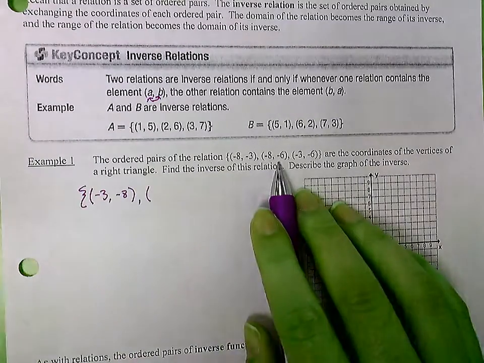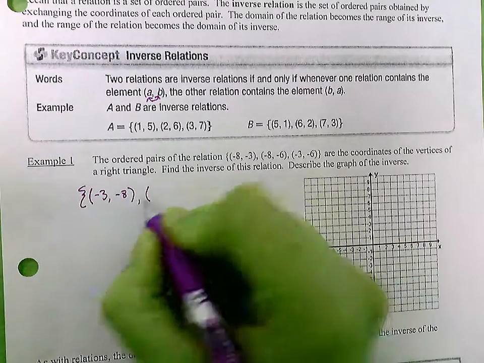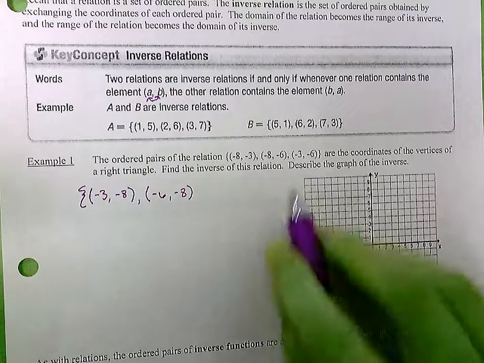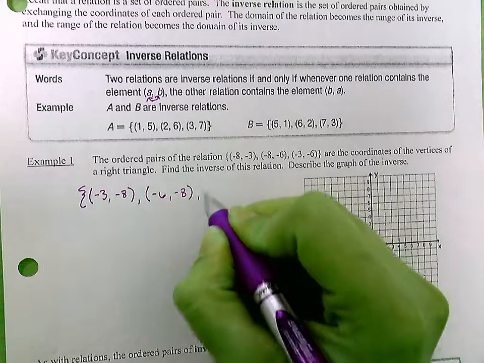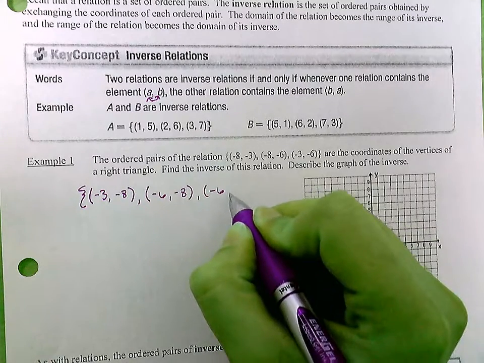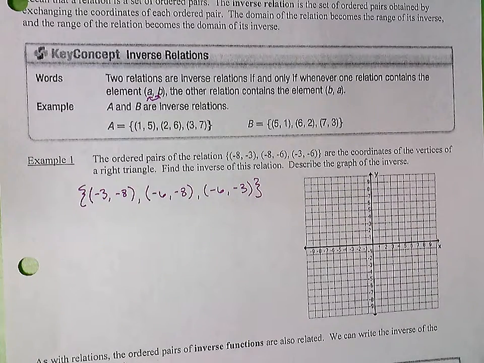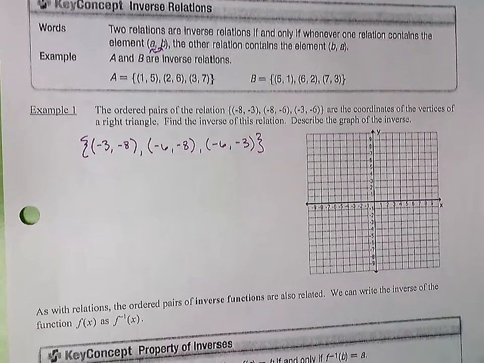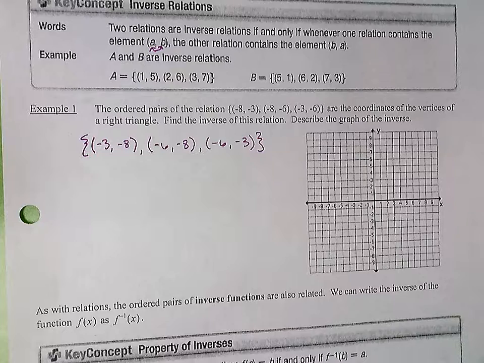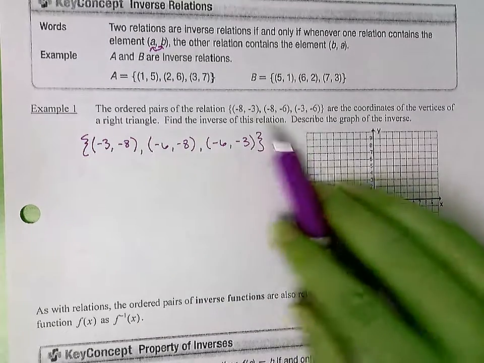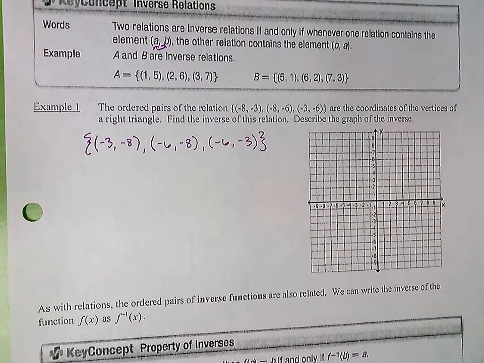Same thing for this one. We'll flip-flop those two numbers. So we have -6, -8. Flip-flopping here, we have -6, -3. So that would be our inverse. Now what I want to do is graph both of these. I'm going to take each of these 3 points, graph them, and connect them.